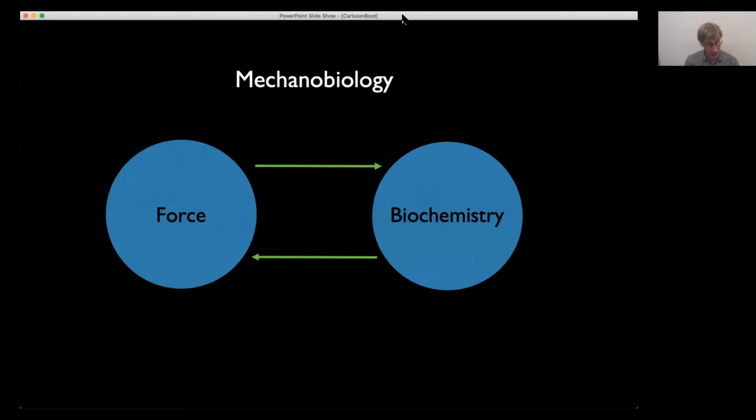And in the other direction, the chemistry of the cell influences force generation. For example, polymers can grow, and the growth of those polymers is controlled by the concentration of monomers in solution. So it's this feedback loop going back and forth between force and biochemistry that's the heart of mechanobiology.